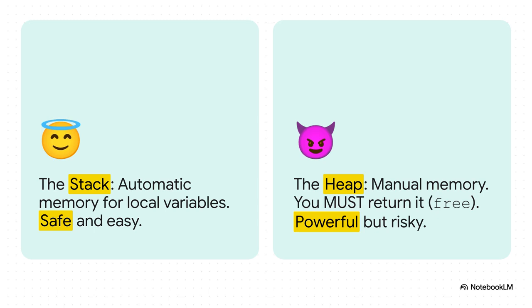First, you've got the stack. It's automatic, it's safe, it's easy, it handles all the temporary stuff for you. But then there's the heap. And that's a big, open pool of memory that you have to manage all by yourself. It's super powerful. You request a chunk of it with a command called malloc, but, and this is the part you absolutely cannot forget, you are responsible for giving it back with free when you're done.